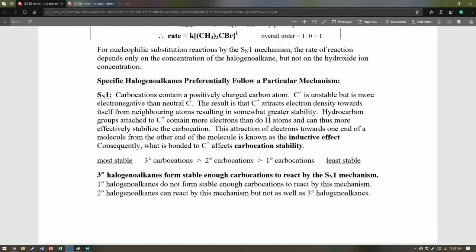Whereas first degree carbocations don't have nearly as many electrons, since there aren't enough hydrocarbon chains attached to them. Therefore, since there are no electrons to really pull in, they are less stable. Second degree carbocations are somewhere in the middle. They have some electrons they can pull towards themselves, but not enough to make them as stable as a third degree carbocation. This means that third degree halogenoalkanes form stable enough carbocations to react by the SN1 mechanism.